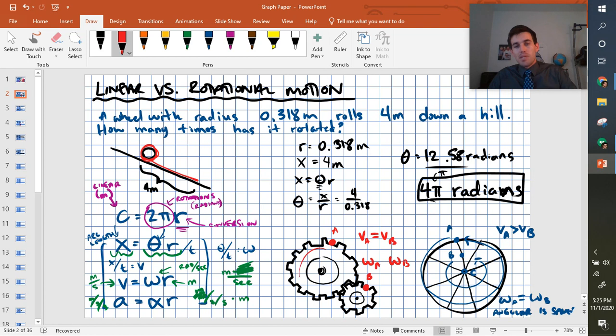So by the time that A has made one full circle, it's possible that B has made something like 2 circles. So the angular velocity for B would be greater than the angular velocity for A. So that's a conceptual idea, this relationship between linear and angular velocities. That's something that they test on pretty frequently. So make sure that you're comfortable with that last piece that I talked about.